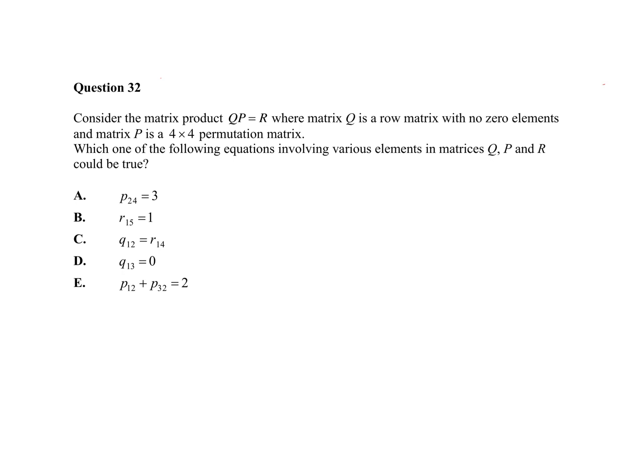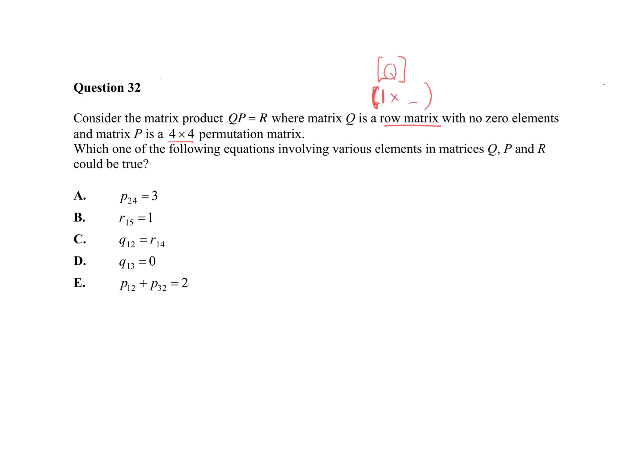Okay, so consider the matrix QP equals R, where Q is a row matrix. So when they say Q is a row matrix, if you had matrix Q, a row matrix means its order must only have one row, it'll be 1 by something, okay? So it's a row matrix with no 0 elements, okay? And P is a permutation matrix, and a 4 by 4. Which of the following equations involving various elements in matrix Q, P and R could be true?